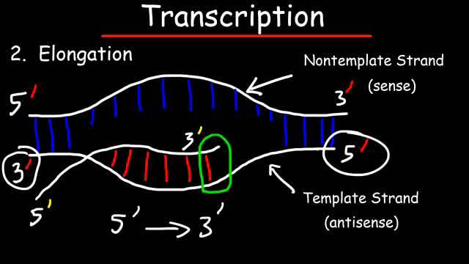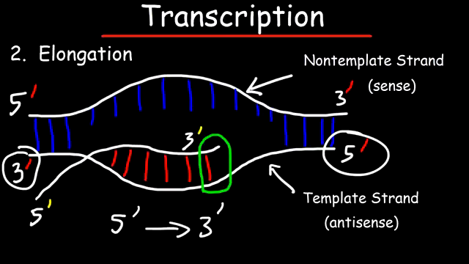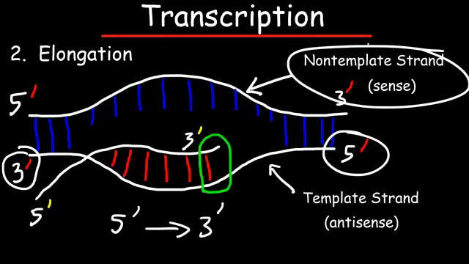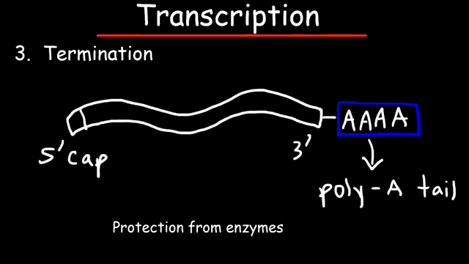Now there's 2 strands that you need to be familiar with. The first one, the one that's used to synthesize mRNA, is called the template strand, or the antisense strand. So that's the one which RNA polymerase is active upon. The other one, which is not used, is called the non-template strand, also known as the sense strand. Some textbooks will call it the coding strand, because its sequence matches up with RNA, except the fact that uracil is found in RNA, but thymine is found in DNA.